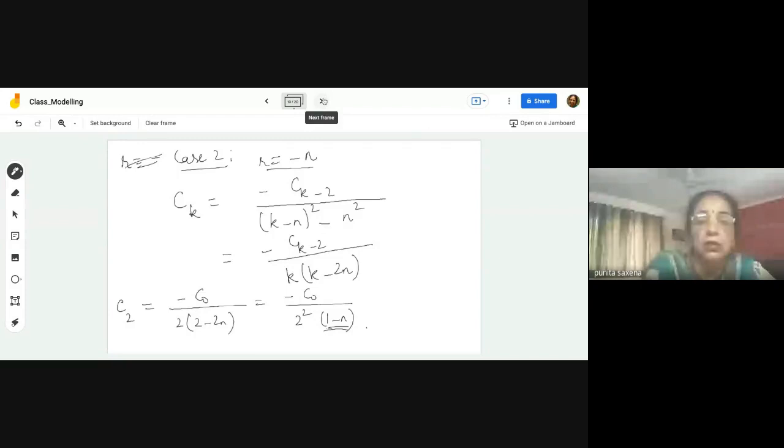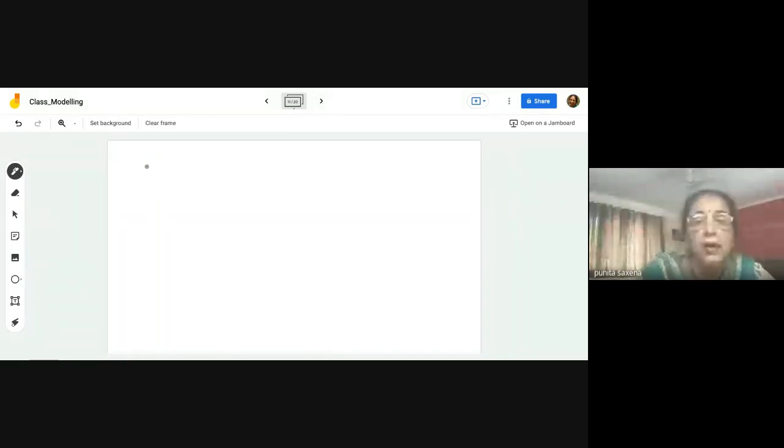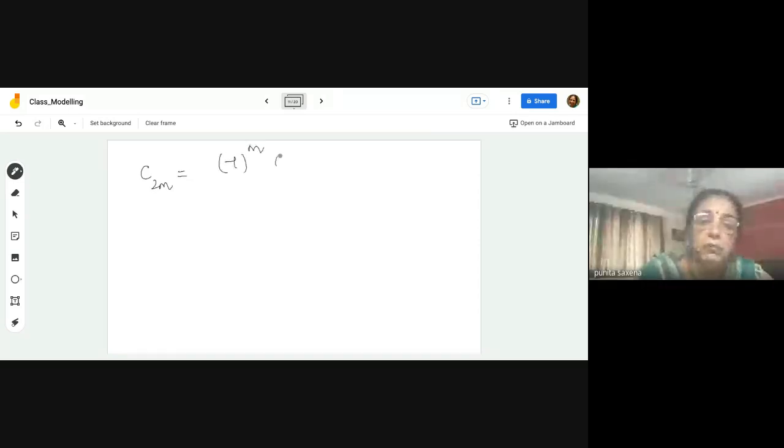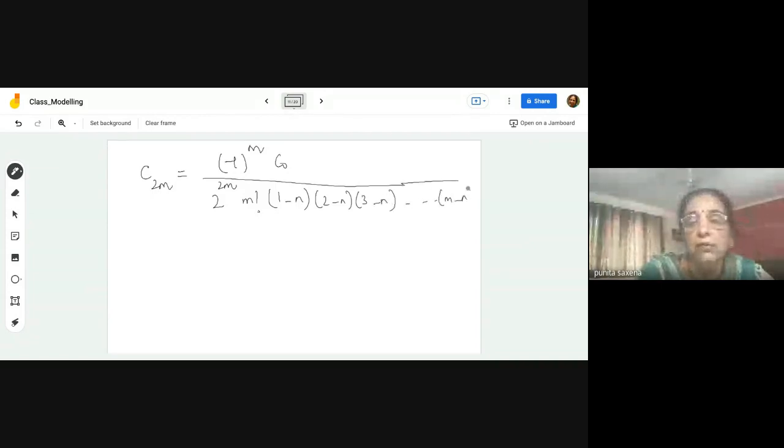So can you write C2m directly now? Yes, ma'am. This will be what? Minus 1 to the power m C naught upon, the other things will remain the same, 2 to the power 2m into m factorial. Now we're just going to have 1 minus n, 2 minus n, 3 minus n, and so on and so forth till we have m minus n. Okay? And accordingly we can write our y2(x).